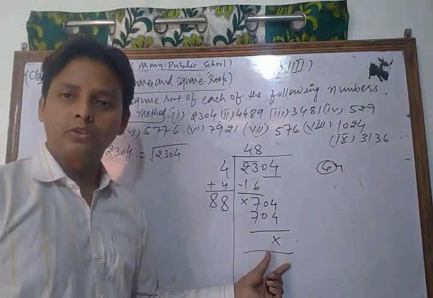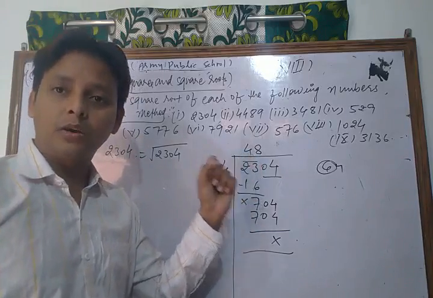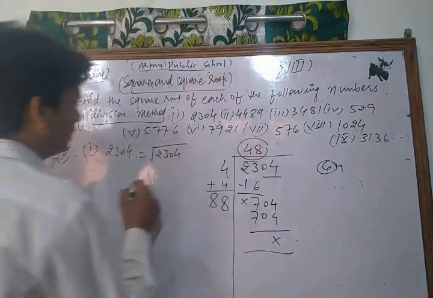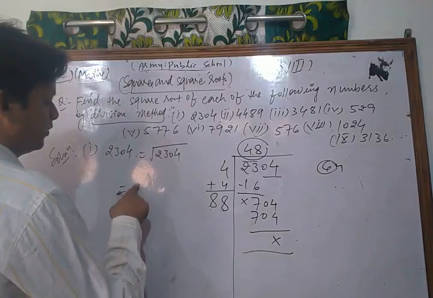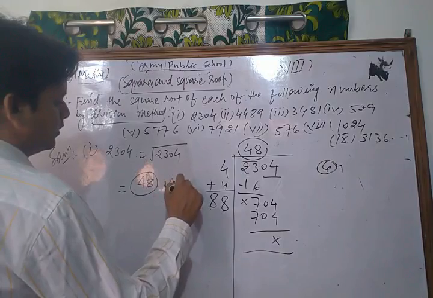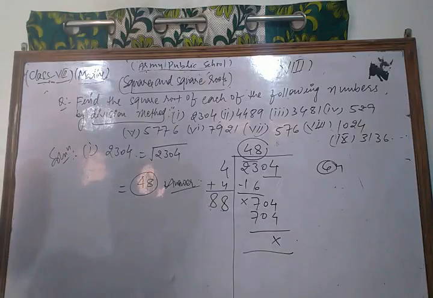Now the remainder becomes 0. Then the quotient is the required solution of the given number. Thus the square root of 2304 is 48. This is the required solution.